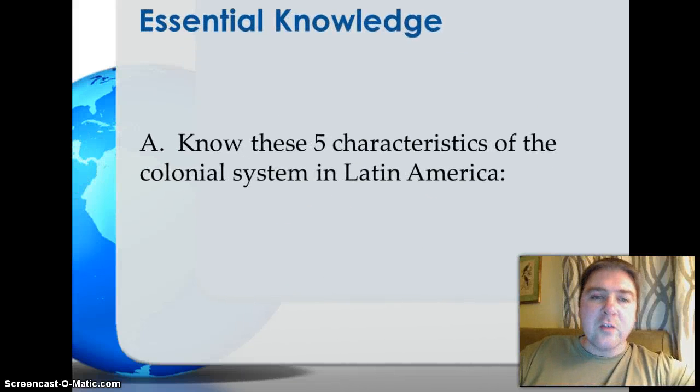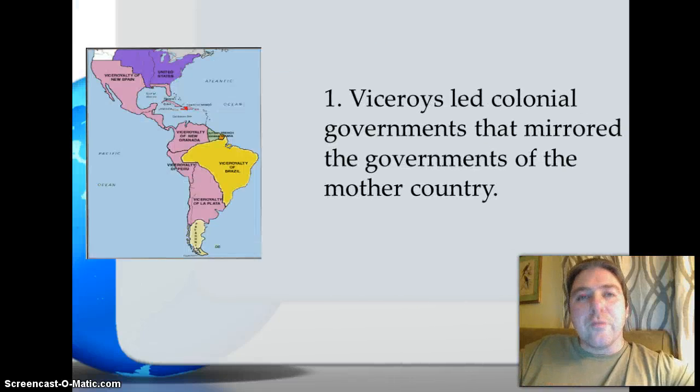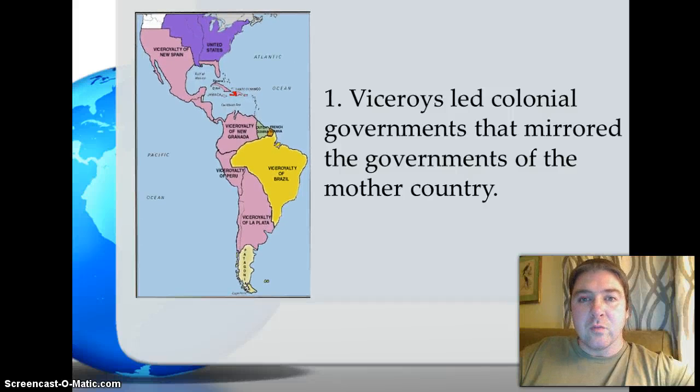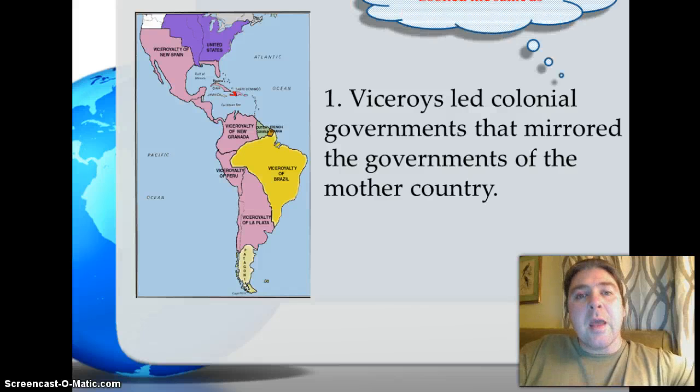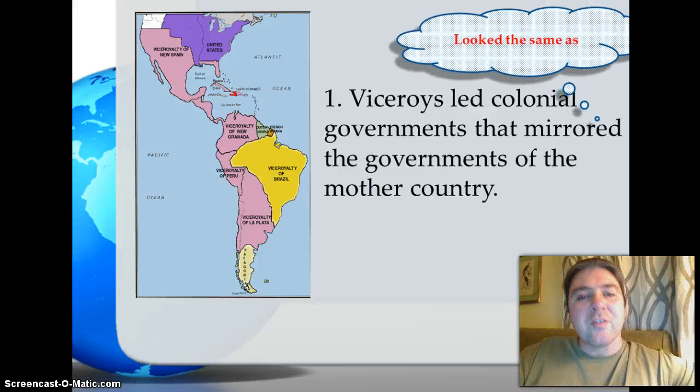Okay, our essential knowledge, we have 5 characteristics of the colonial system in Latin America that we want to be familiar with and able to discuss. The first of these, as we mentioned, were the viceroys. The viceroys set up colonial governments that mirrored, and by mirrored, we mean they looked the same as the governments back in their mother country. In other words, the government in the Spanish colonies looked very similar to the governments back in Spain. The governments in the Portuguese colonies, same as the governments back in Portugal.